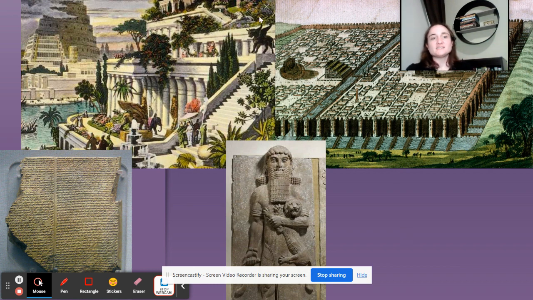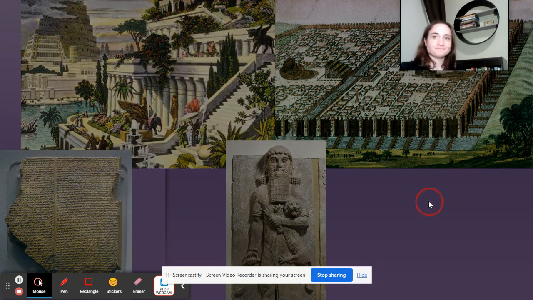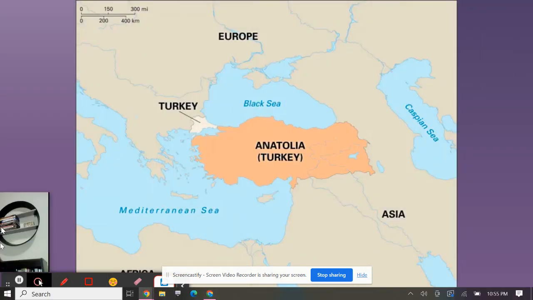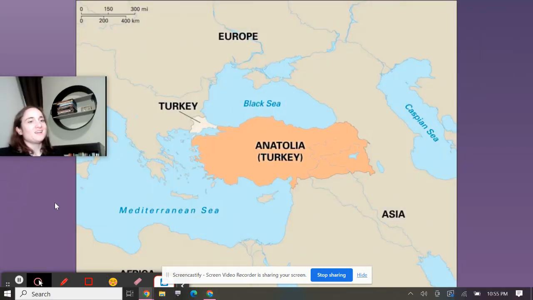So here you can see this is like one of the seven wonders of the ancient world, the Gardens of Babylon. Here's a fragment of some of the Epic of Gilgamesh, which is that awesome story I told you about. Here's kind of a drawing of what the walled city would have looked like. You can see the irrigation and the crop fields. And then here is a statue of Gilgamesh himself. Gilgamesh was not a real person, by the way, but yeah, it's just an awesome story.